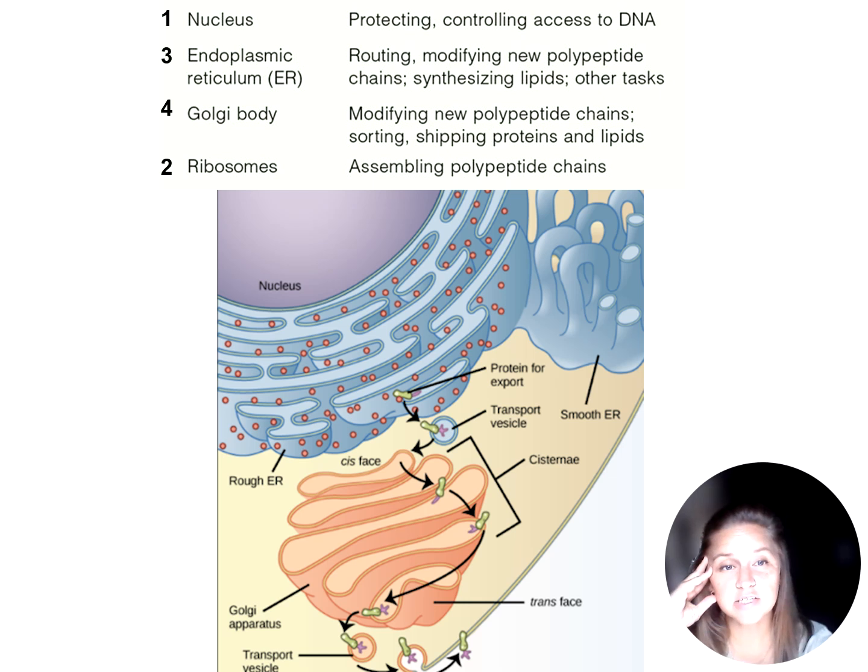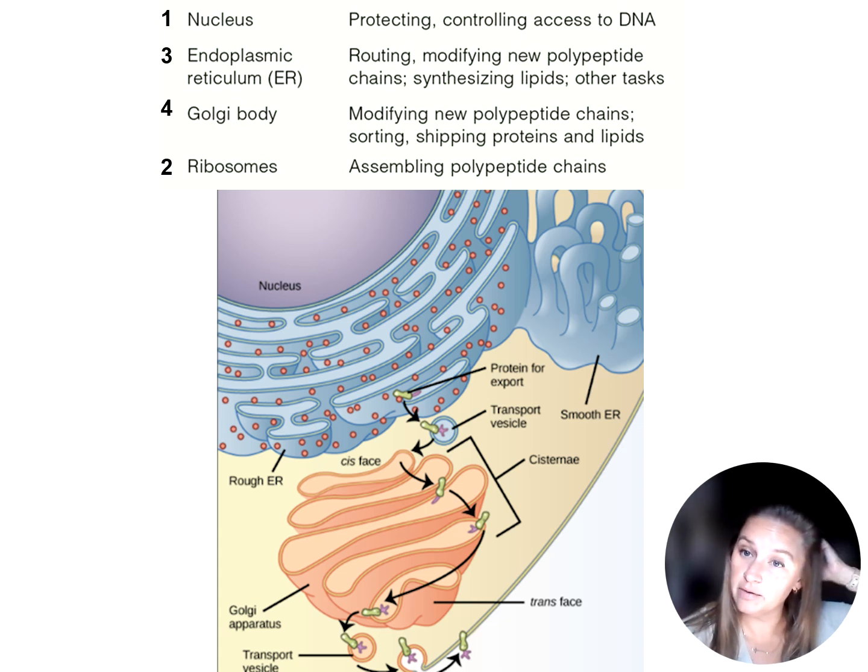We have what's called the endoplasmic reticulum. There's two types of endoplasmic reticulum, but the rough endoplasmic reticulum is where the ribosomes are found. Ribosomes are important in protein synthesis. And then we also have another organelle called the Golgi body or Golgi apparatus. The Golgi apparatus is kind of like the shipping center of the cell, where proteins or lipids or carbohydrates are made, go to the Golgi apparatus, and the Golgi apparatus sends them to where they belong.